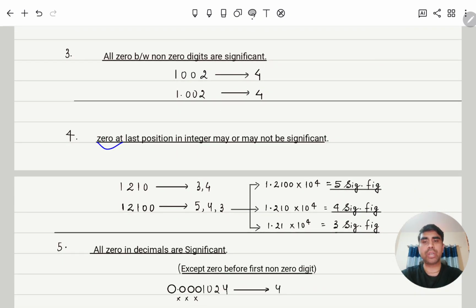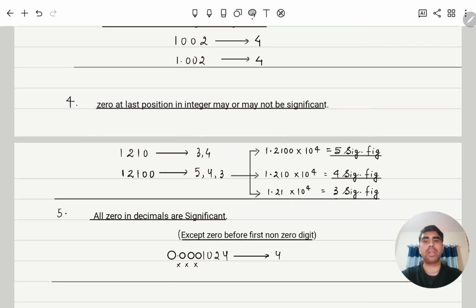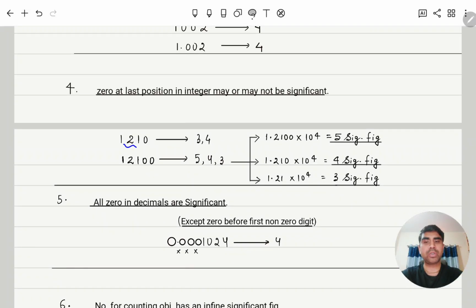Next, a zero at the last position in an integer may or may not be significant. Like here you can see 1210. So this can be considered as 3 significant figures, and including the 0 it can be considered as 4 also. Similarly here also it has 5 significant figures if this 0 is considered, then 4. If both zeros are not considered, then 3.